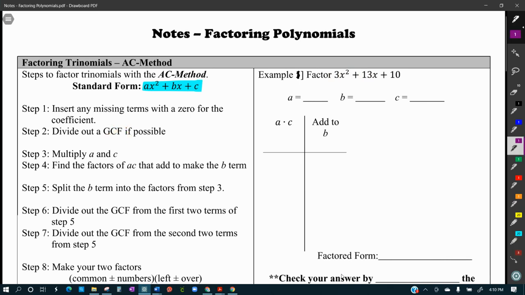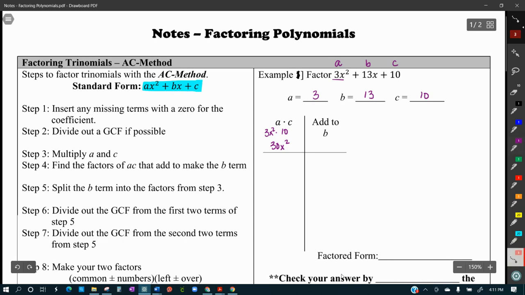So now let's figure out what A, B, and C are. So A is 3, B is 13, and C is 10. A is always the coefficient of x squared, B is always the coefficient of x, and C is always the constant. So to start factoring, we are going to multiply the A and the C term together. So I'm going to actually put the variables back, and you'll see why here momentarily. So A times C, so 3x squared times C, which is 10. So multiply that together, and you get 30x squared.